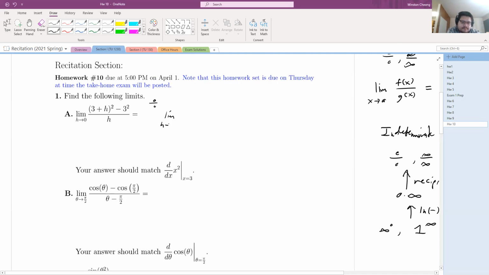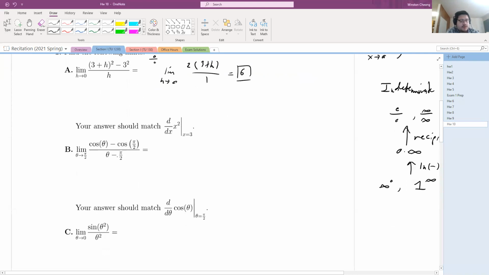Okay, let's go ahead and calculate this. We take the derivative of the numerator, which gives me 2 times (3 plus h) on top, and a 1 on the bottom. I can just plug in and I'll get 6. And this should match up with this. Going from here to here is just recalling the limit definition of derivative. You can do a quick confirmation that that is the correct value, but I'm not going to bother with that because it's only a bonus.